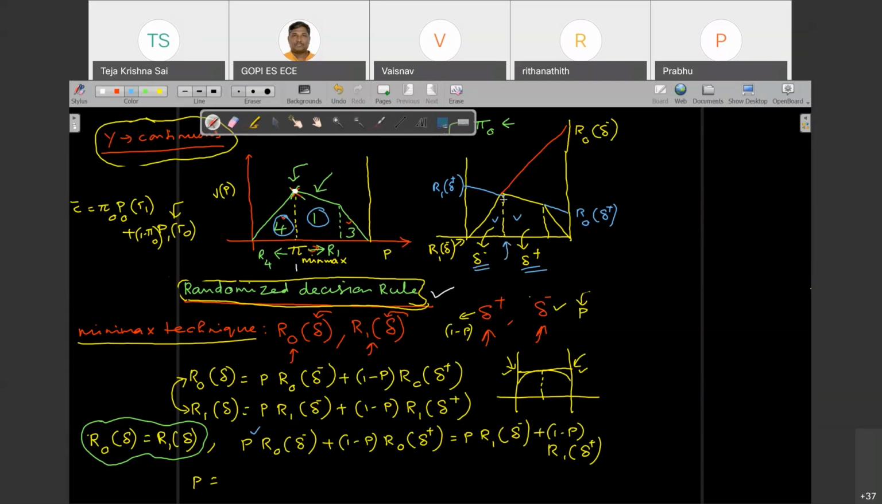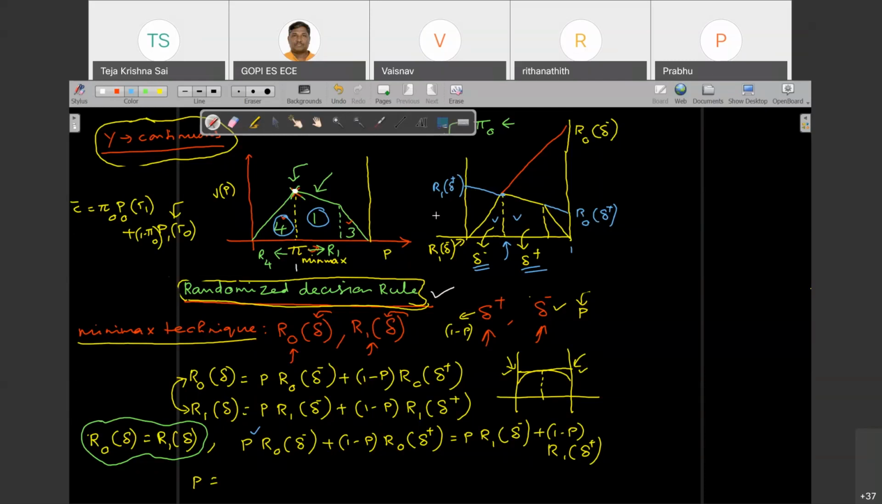We are interested in getting the rule at this point. We cannot find a single rule for this point, and hence we go for a randomized decision rule consisting of both rules, delta minus and delta plus. If I draw the straight line, it is like drawing the tangent in case of a continuous curve, right? So this is R naught of delta minus and this is R1 of delta minus. And this region, when you extend on both sides, this one is R1 of delta plus and this is R naught of delta plus.